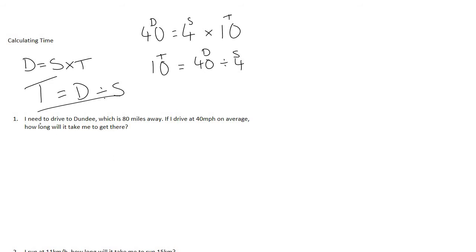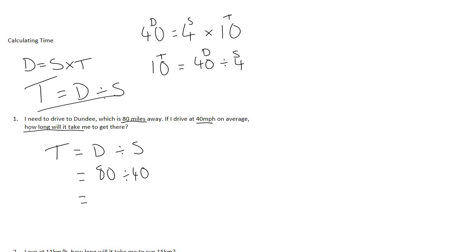So question 1, I need to drive to Dundee, which is 80 miles away. If I drive at 40 miles per hour on average, how long is it going to take me to get there? The fact that it's saying how long will it take me tells you this is time. Then we just write out our formula. Time equals distance divided by speed, always the same formula for time. D for distance is 80 miles away, and your speed is 40.